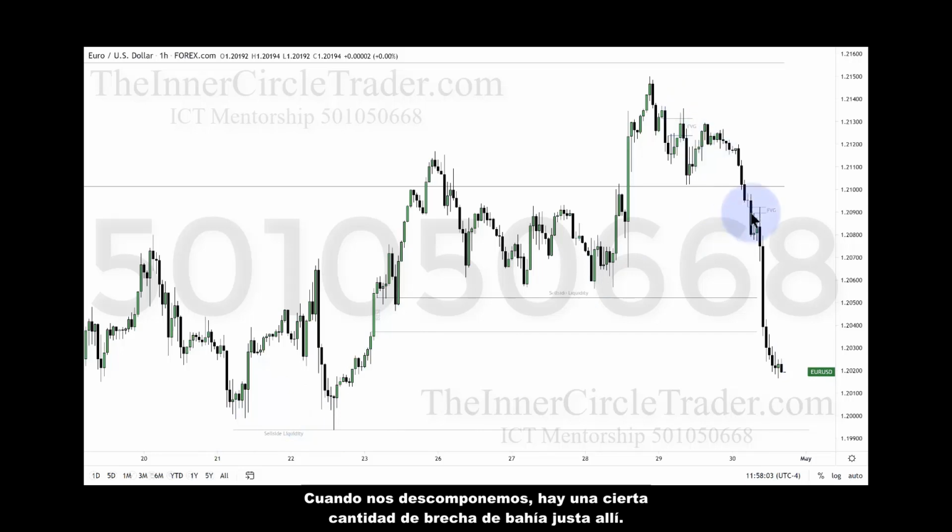As we broke down, we have a small little fair value gap there. Trades into it, fills it, drops aggressively for the sell side liquidity pool, low resistance liquidity run.